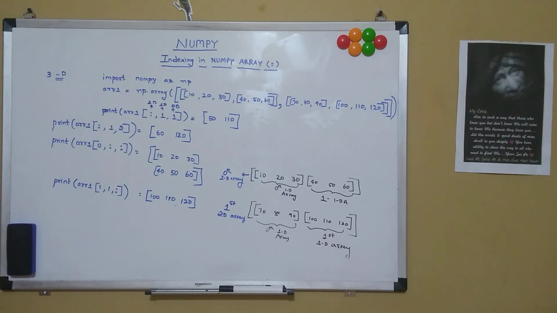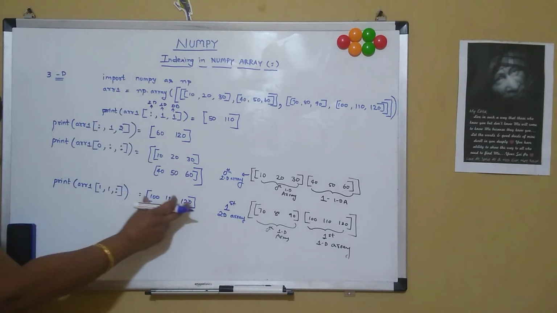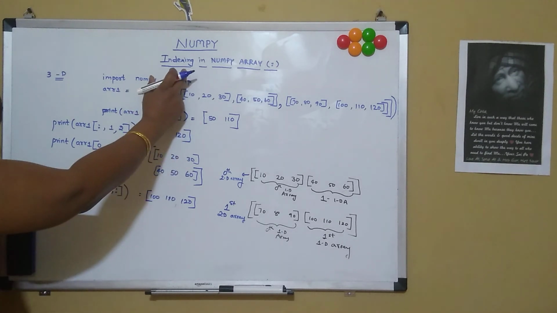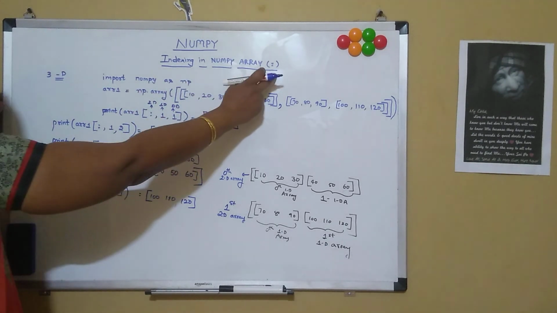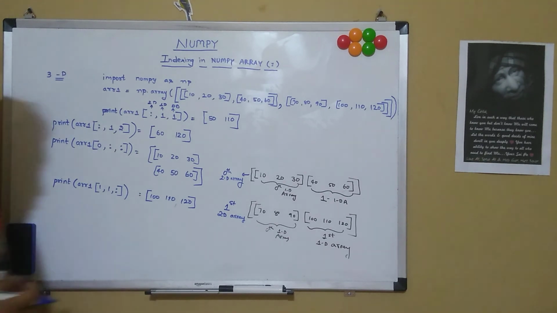Hope, friends, you could understand how we can take a row of elements or a column of elements or a plane of elements by indexing in a NumPy array using the colon symbol. Hope it is clear for you.